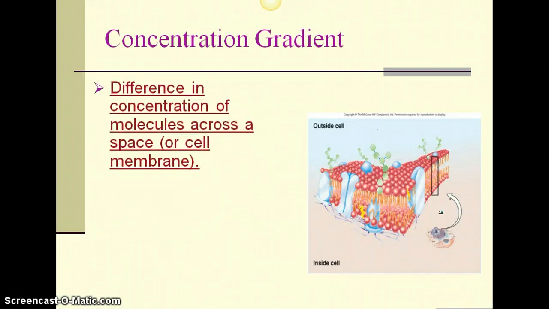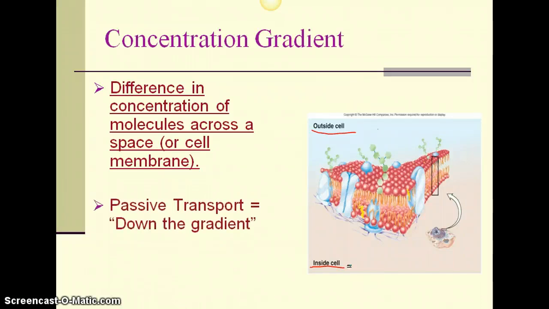The concentration gradient is just a difference in concentration across the cell membrane. So one side is considered the outside of the cell, one side is the inside of the cell, and you're looking at how much solute or how much stuff is on the outside or the inside. Generally, through diffusion, things go from high concentration to low concentration because no energy is needed.